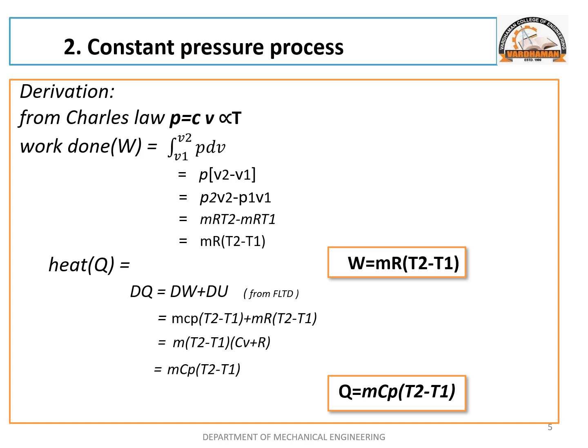Constant pressure process. From Charles' law, we know that when pressure is kept constant, volume is directly proportional to temperature. For work done, we know it is the product of pressure and volume. By integrating pressure and volume from V1 to V2, we get P2 V2 minus P1 V1, and we know that P1 V1 is equal to MR T1, so we can expand as MR T2 minus MR T1, and we get work is equal to MR (T2 minus T1).